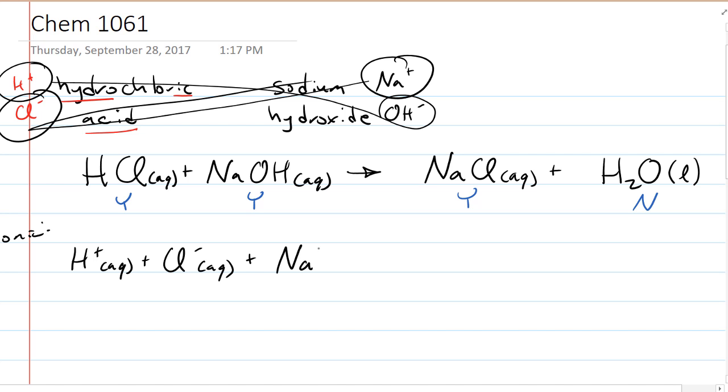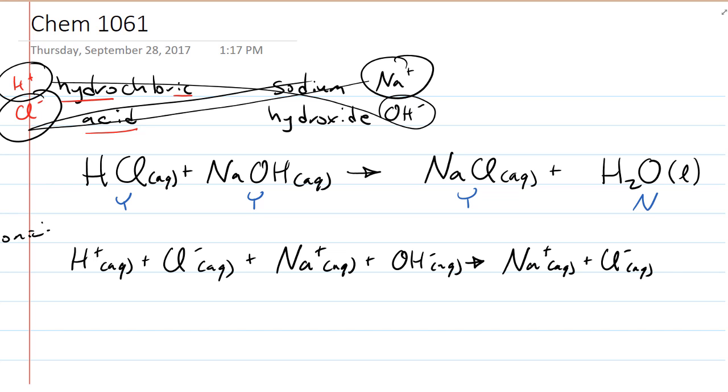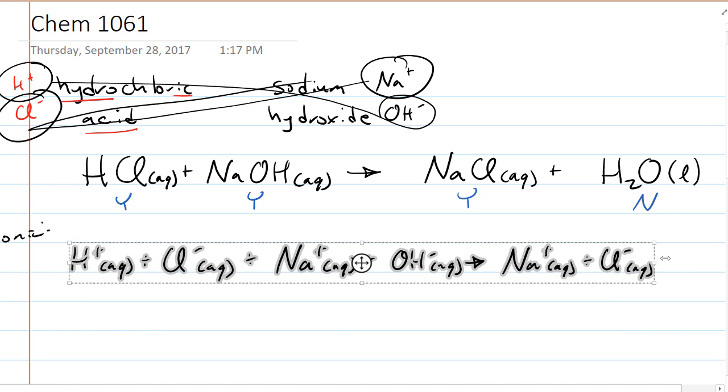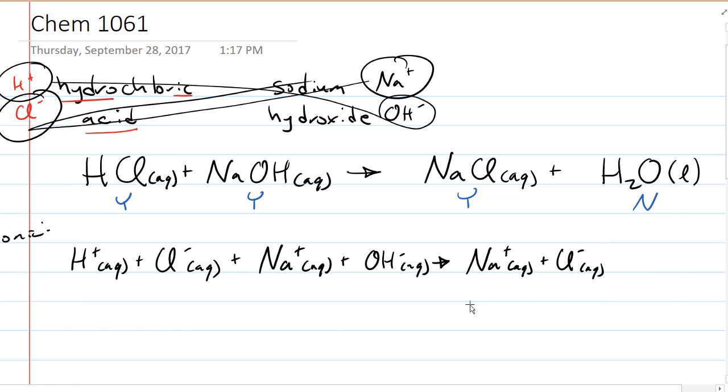Sodium hydroxide consists of sodium ions and hydroxide ions. Sodium chloride consists of sodium ions and chloride ions. And water consists of water. Right. Water is a molecular compound, so we don't separate it.